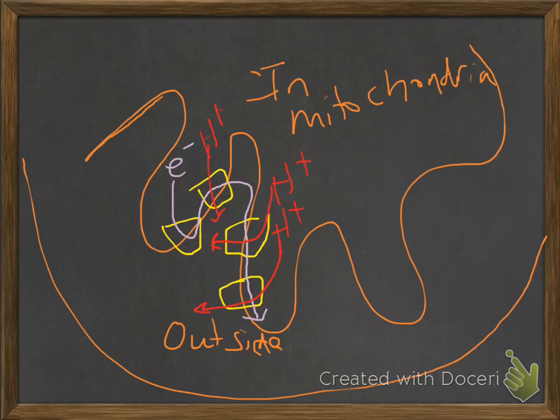So what happens on the outside of the inside of the mitochondria? What happens to all these hydrogens? Is there going to be more hydrogens out here or on the inside? Outside. And we know that based on passive transport, if we have a lot of stuff on the outside, what happens to it? It goes inside.